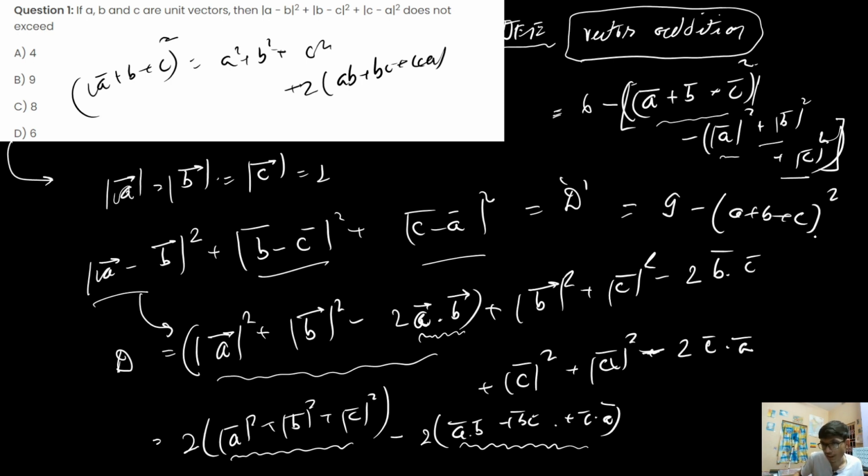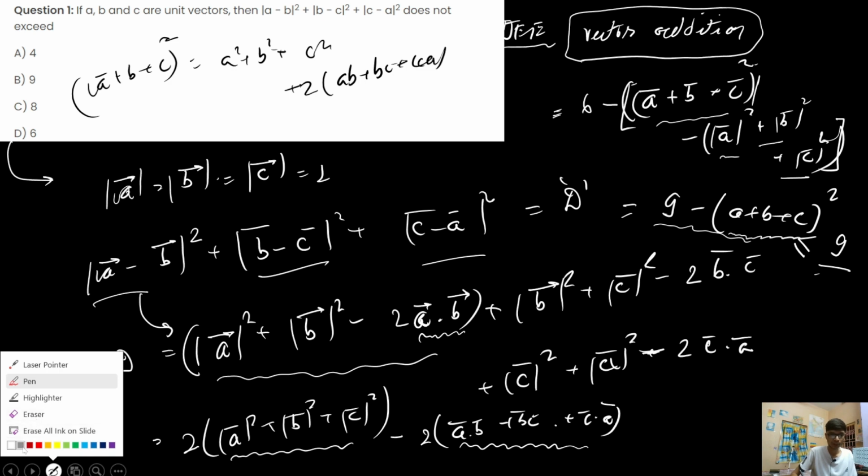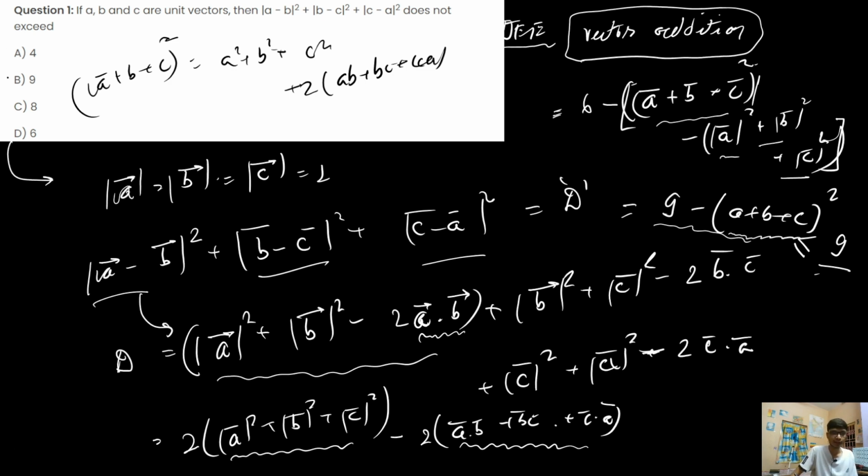Now this particular result will always be less than or equal to 9, because we know that the value of any square will always be greater than or equal to 0. So if I subtract a square quantity from 9, then this result will always be less than or equal to 9. So the question says it does not exceed, that is, the maximum value of this expression can only be 9.